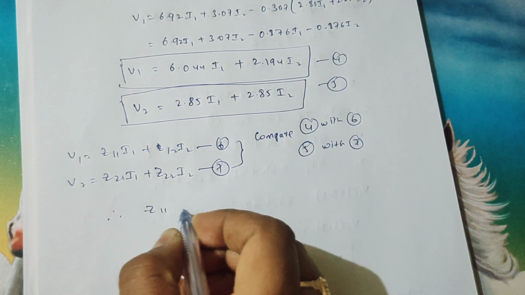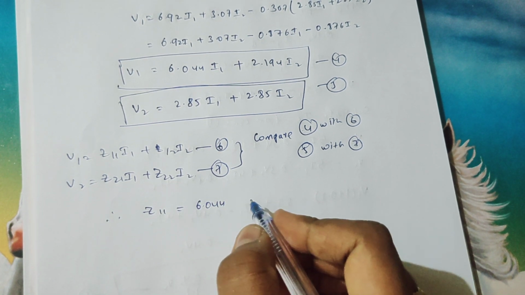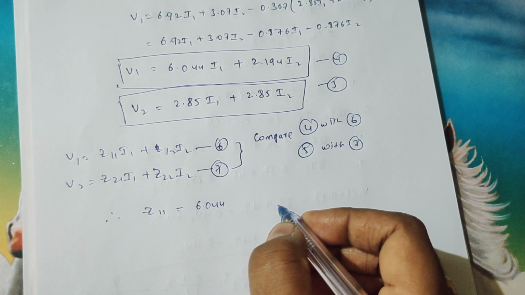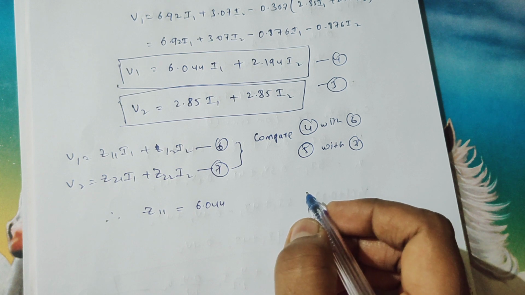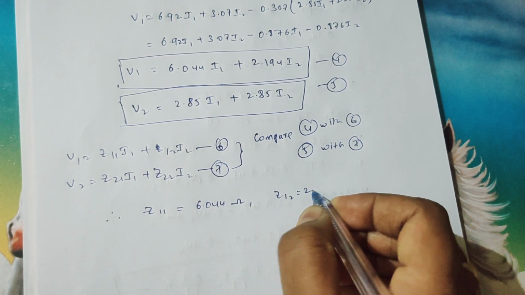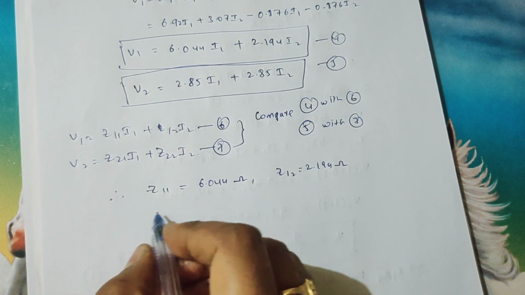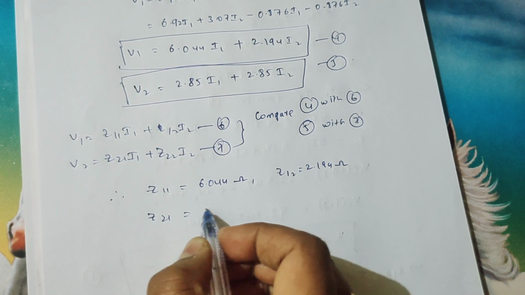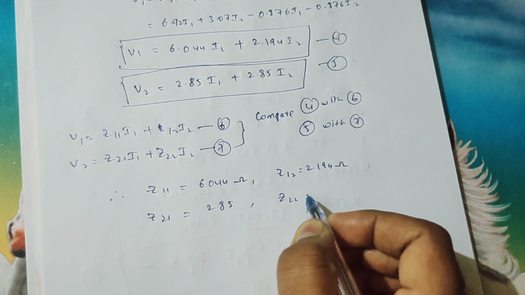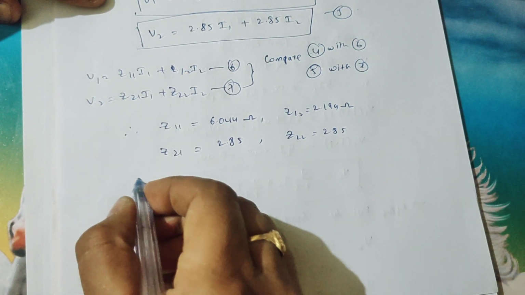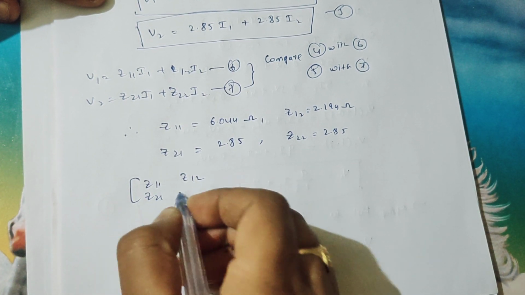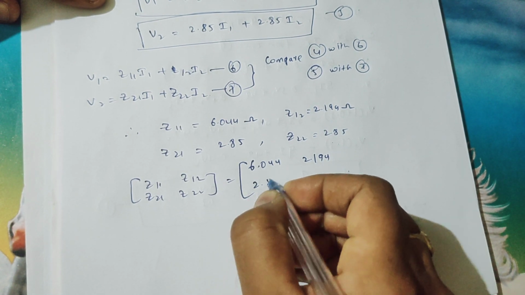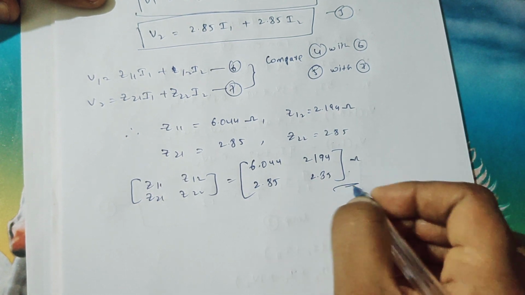So from here we can say Z11 is equal to 6.044. Similarly Z12 is equal to 2.194 ohms. Impedance is in ohms. Similarly, compare equation 5 with 7. So here Z21 is equal to 2.85. Similarly, Z22 is 2.85. So write it in matrix form. Z parameters: 6.044, 2.194, 2.85, 2.85. So this is your Z parameters.